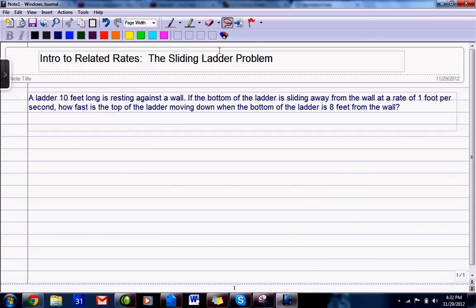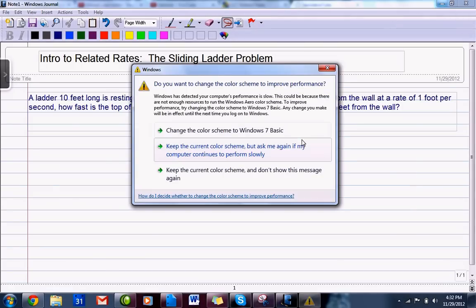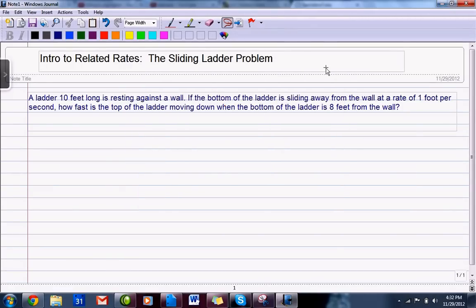So here's a particular problem. This is a pretty basic, famous related rates problem. It's called the sliding ladder problem. Let's assume we have a ladder and it's 10 feet long, and it's resting against a wall, at which point the bottom of the ladder starts to slide away at a rate of 1 foot per second. The question for this problem is: how fast is the top of the ladder moving downward at a particular moment, when the ladder is 8 feet from the wall? A lot of things to consider.